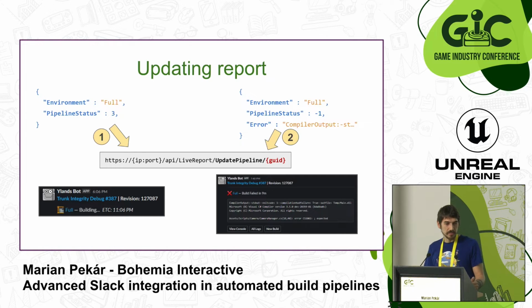And later, when it fails, it sends again the environment, and the pipeline status is -1, which means build error, and it also sends some more information. Usually it's taken from the log. When it's a build error, it's the compiler output, so it's presented in the message, so developers can immediately see what went wrong. And if not, they can use these buttons to inspect the console or get all logs, and eventually they can start a new build directly from here with the new build button.